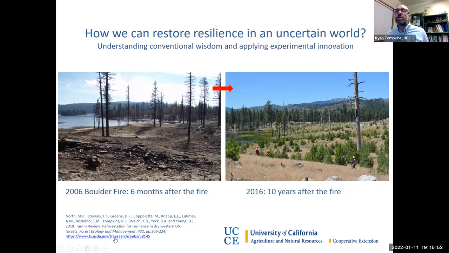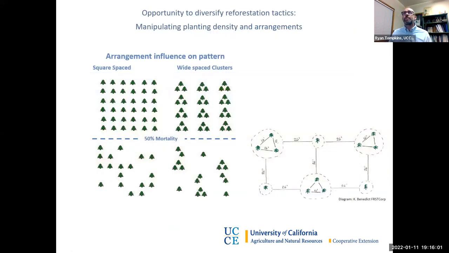There's a link to a paper that we published in 2019 on some of these concepts. And I'll give you a quick rundown. We see an opportunity to diversify reforestation tactics primarily in two main ways, as manipulating planting density, but also manipulating planting arrangement. Here's a very hypothetical example, where you have very conventionally spaced square spaced trees that you have planted. In this example to the right, we planted little clusters of 3 trees and spaced them widely.